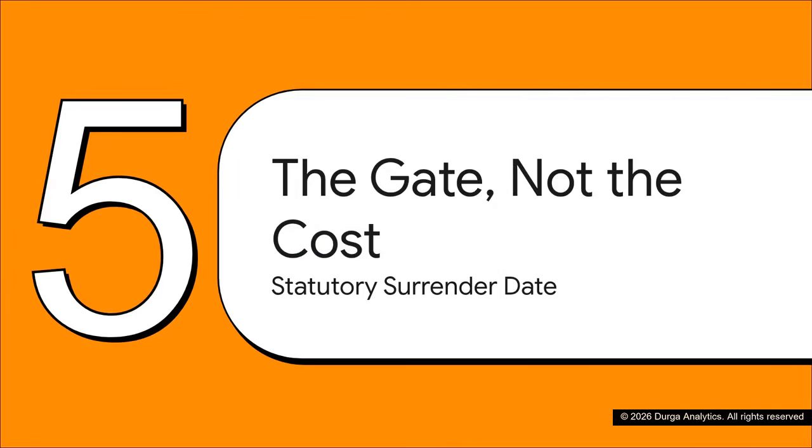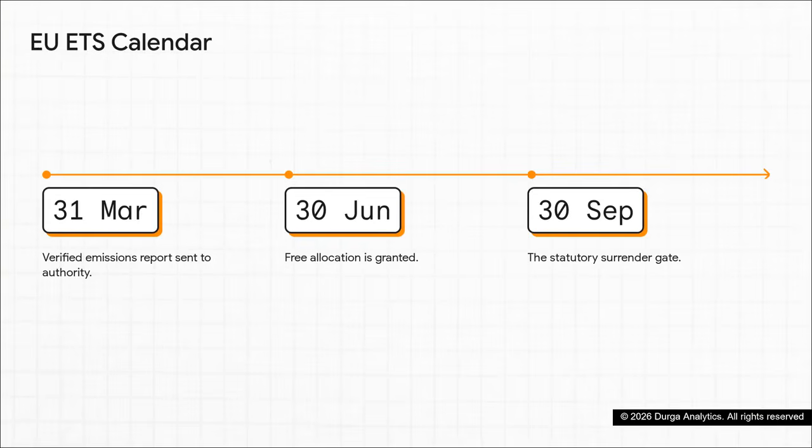This brings us perfectly to Section 5, the gate, not the cost. Listen, we have to fundamentally reframe how we view the compliance calendar. A surrender deadline is not a distribution that you can just casually model in a spreadsheet. It is a hard statutory gate.